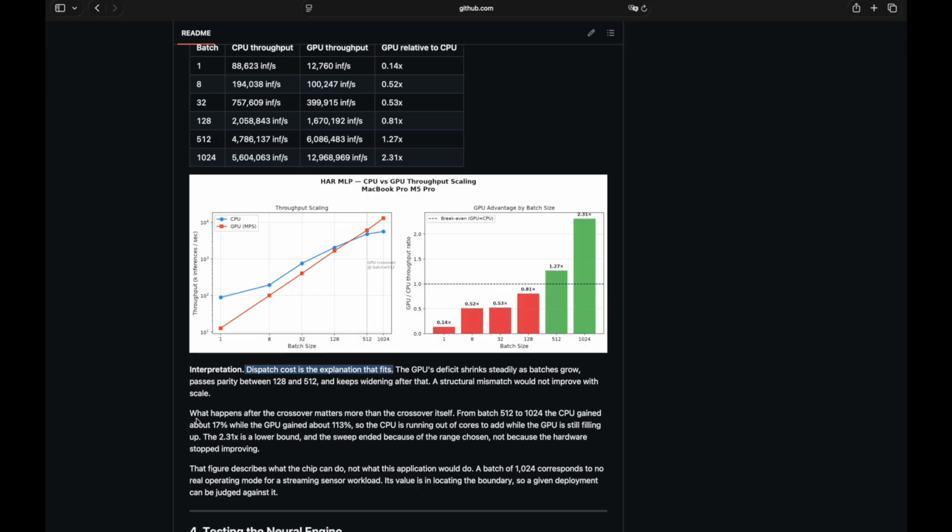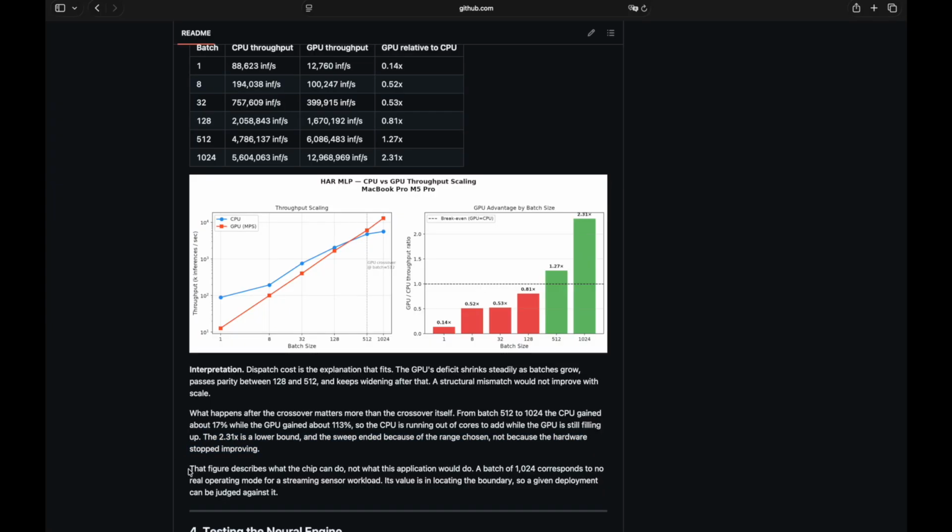The behavior after the crossover is more informative than the crossover itself. Between batch 512 and 1024, CPU throughput increased by approximately 17%, while GPU throughput increased by 113%. The CPU is approaching saturation with no additional cores to bring to bear. The GPU is still filling and had not reached its own limit at the largest batch size tested. So 2.31 times is a lower bound rather than a peak, and the sweep terminated because of the range I selected, not because the hardware stopped improving.